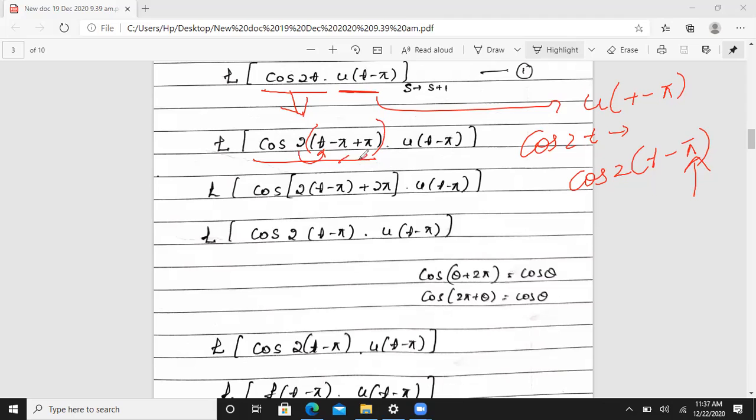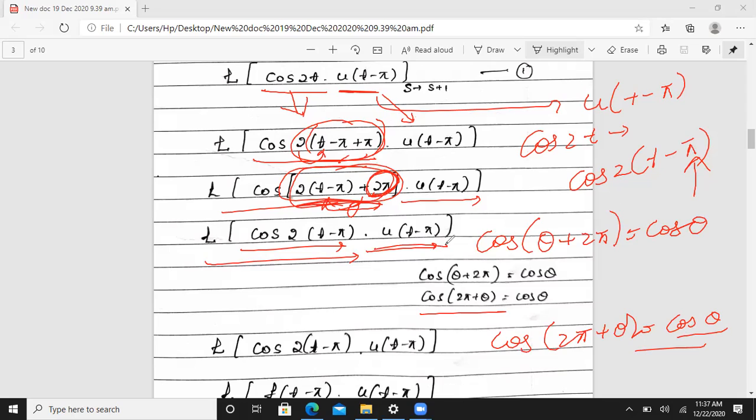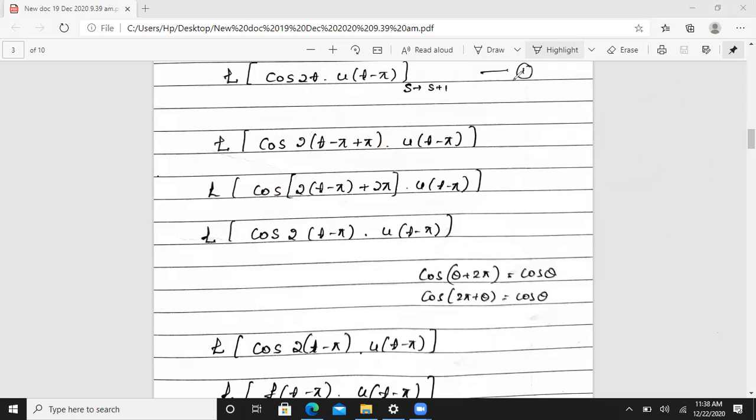Okay, so when we write this we'll get the same answer only, and the remaining u of t minus pi as it is. And this Laplace transformation of cos, this function again I will write as 2 into t minus pi plus 2 pi into u of t minus pi as it is. Okay, so now this term we will take as cos of 2 into t minus pi into u of t minus pi, where you know already cos of theta minus 2 pi is equal to cos theta only, or we will take cos of 2 pi plus theta is equal to cos theta only. So this type of function, 2 pi we have here, and this function we consider as theta. So this function will be cos of 2 into t minus pi into u of t minus pi as it is.